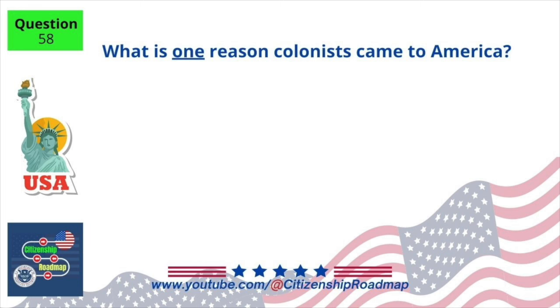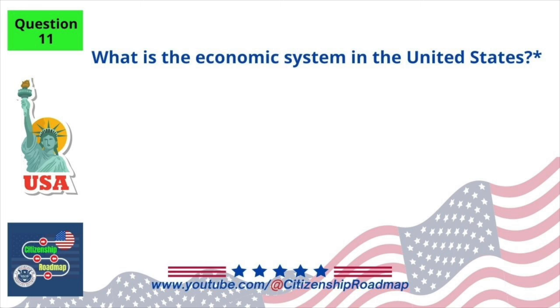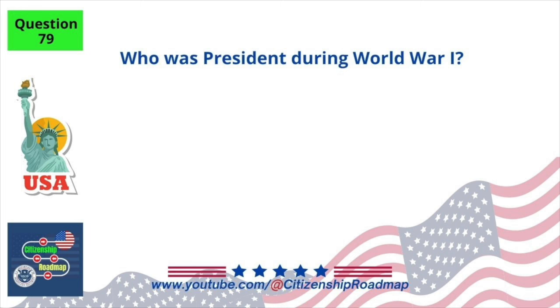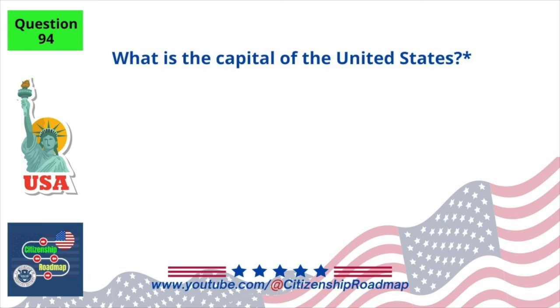What is one reason colonists came to America? Freedom. What is the economic system in the United States? Capitalist economy. Who was president during World War I? Woodrow Wilson. What is the capital of the United States? Washington, D.C.